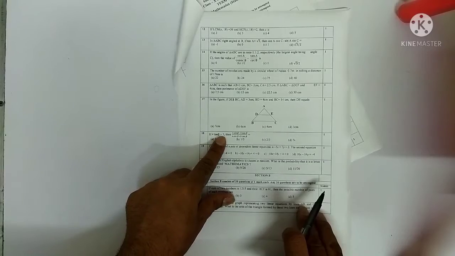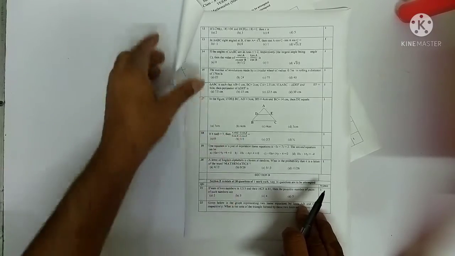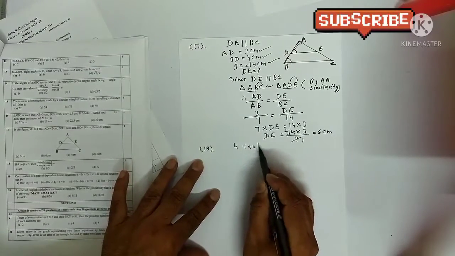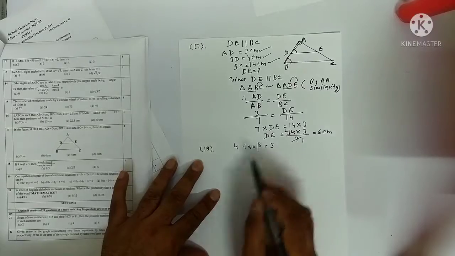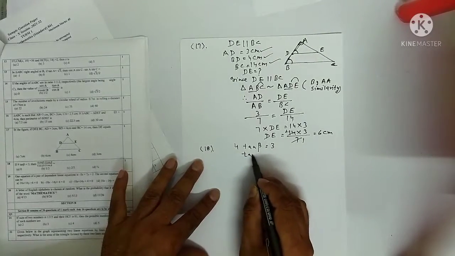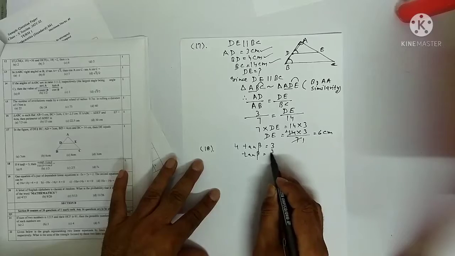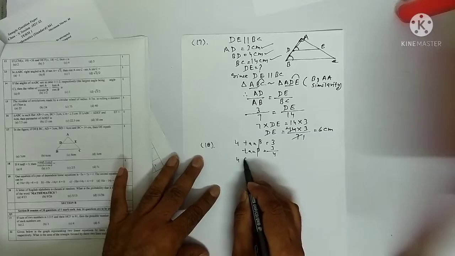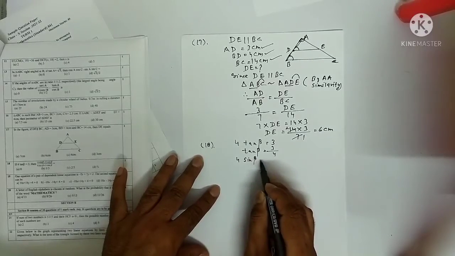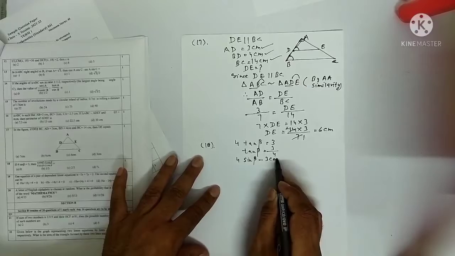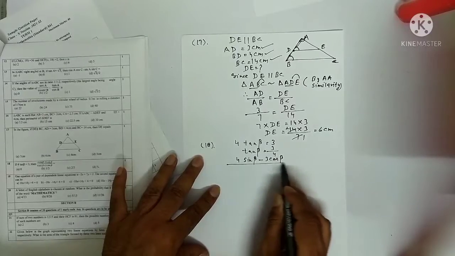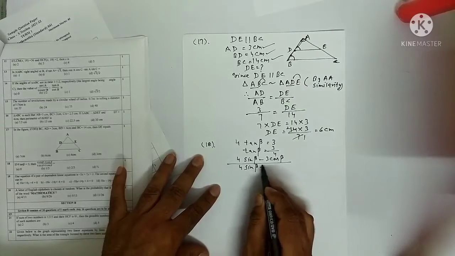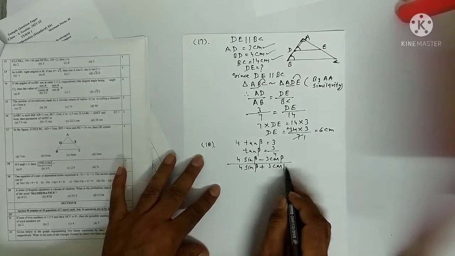4 tan beta is equal to 3. You need to find this value. So see here, 4 tan beta is equal to 3. So what can you do? Tan beta will be equal to what? 3 upon 4. And you need to find the value of 4 sin beta minus 3 cos beta divided by 4 sin beta plus 3 cos beta.